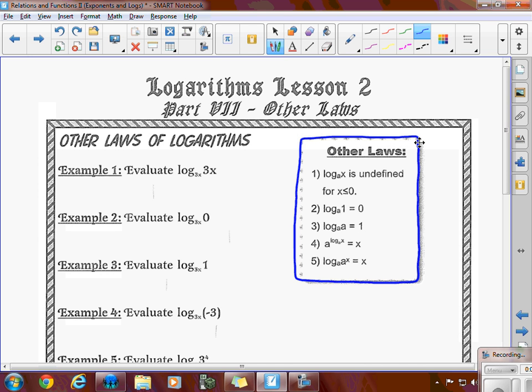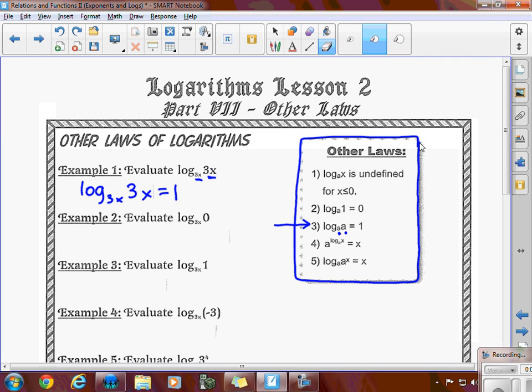The first one says evaluate log base 3x of 3x. Now remember, the answer to a log is always an exponent. So this is basically saying what power of 3x would get me 3x. The answer to this, log base 3x of 3x, is 1. And the way it's explained here is in law 3: any log that has the same base as its stuff is always equal to 1.